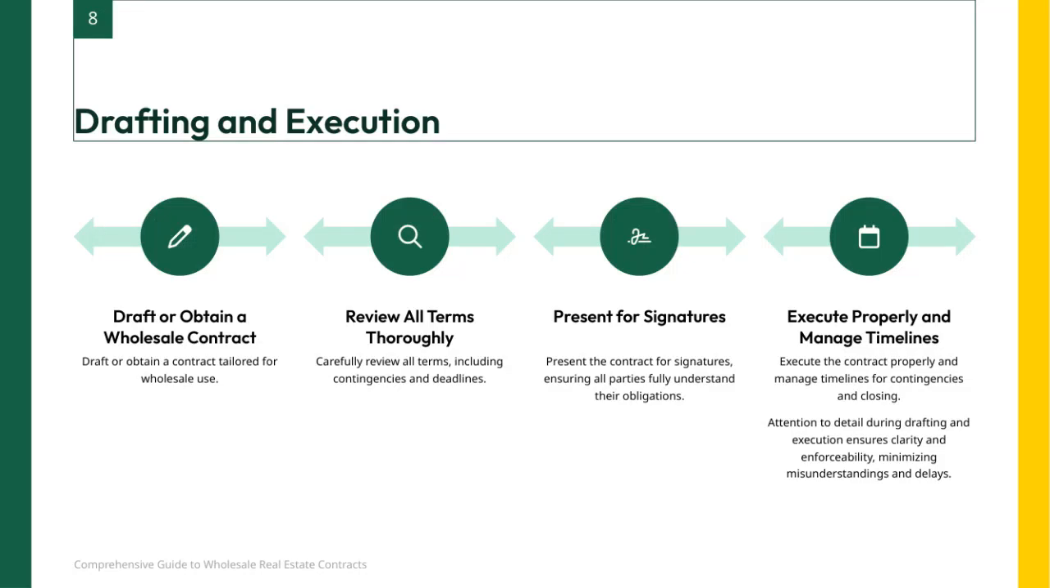When drafting or obtaining a wholesale contract, it's crucial that the document is specifically tailored for wholesale transactions. This ensures that all relevant details are addressed appropriately. Next, take the time to carefully review every term in the contract, paying close attention to contingencies and deadlines, as these can significantly impact the process.